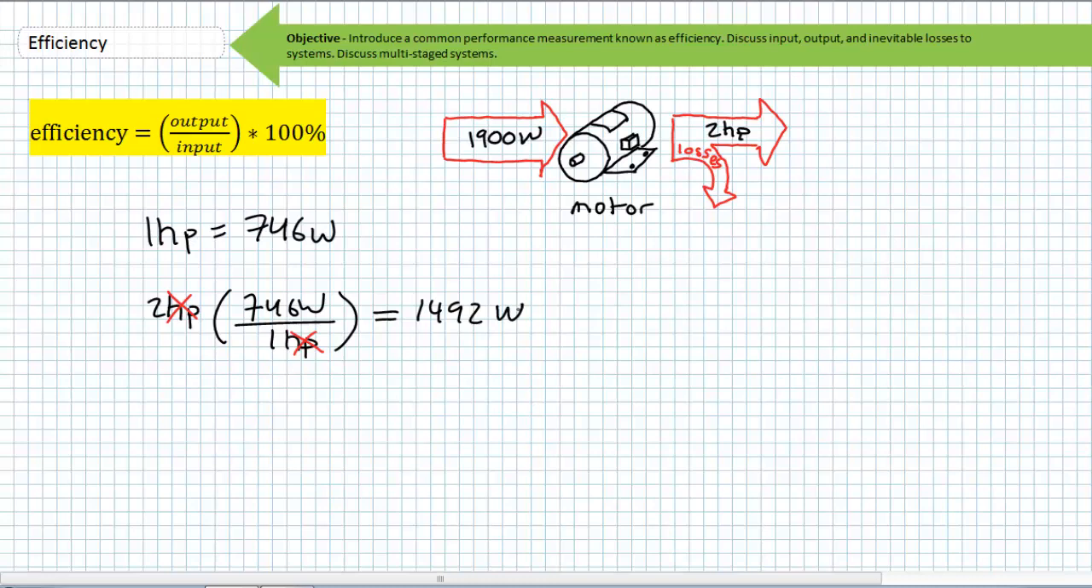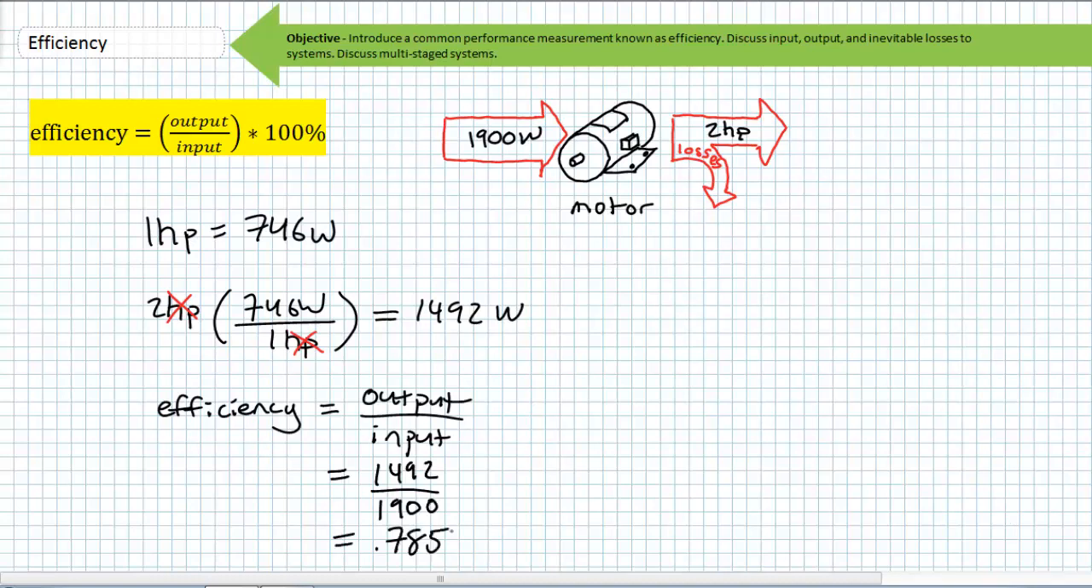We can now use our efficiency formula, where efficiency is equal to output over input, where our output is 1,492 and our input is 1,900 watts, yielding us an efficiency of 0.785 or 78.5% efficient. Meaning for every watt of real electrical power that comes into this motor, only 78.5% is output as useful mechanical power.